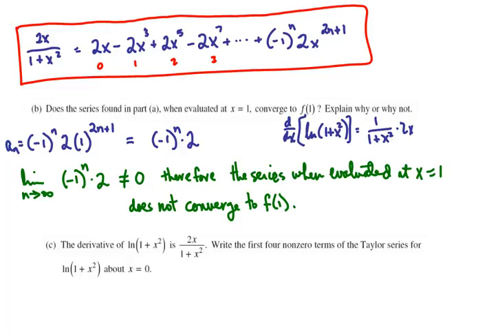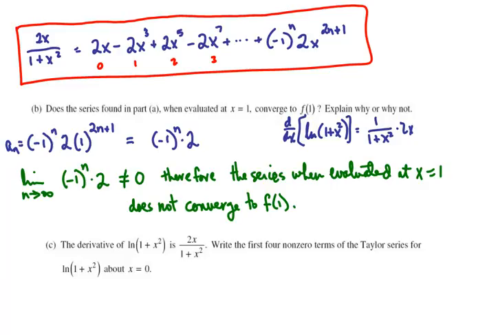All right, in part C, we're told that the derivative of ln of 1 plus x squared is 2x over 1 plus x squared. And that means that since we already have 2x over 1 plus x squared, we can go backwards. Its integral is ln of 1 plus x squared. And so we want to find the first four non-zero terms of the Taylor series for ln of 1 plus x squared. So we're just going to take the integral of each of the terms in 2x over 1 plus x squared.